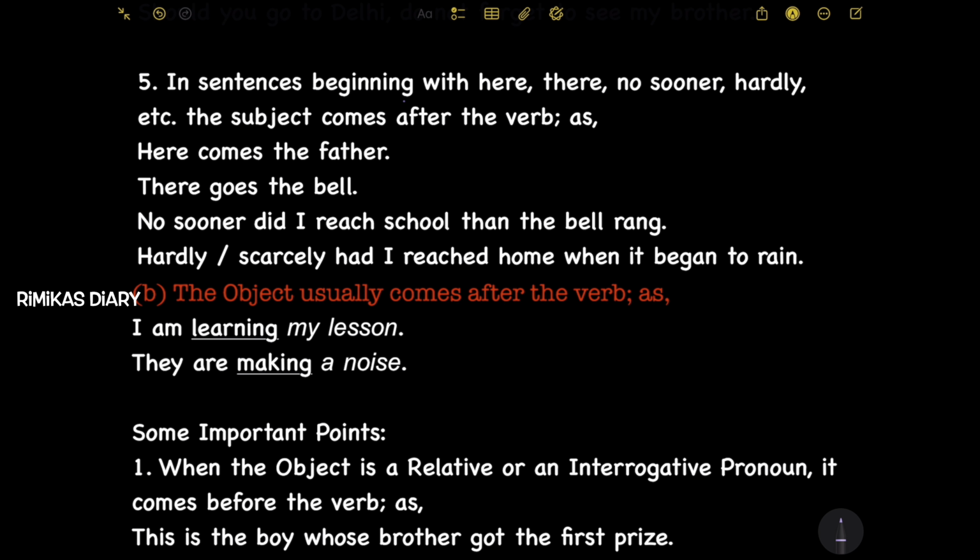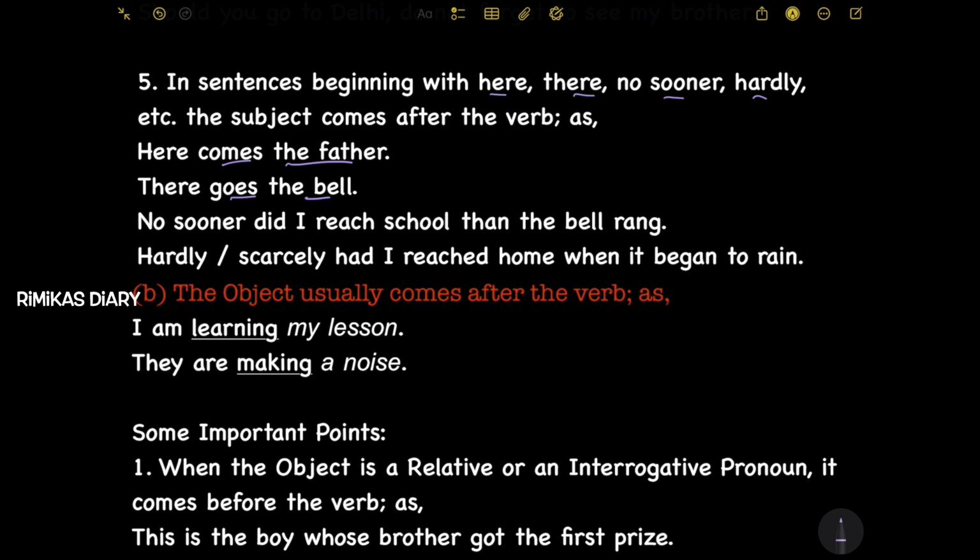Next, in sentences beginning with here, there, no sooner, hardly, etc., the subject comes after the verb, as in: here comes the father. So here comes is the verb, the father is the subject. So the subject comes after the verb whenever a sentence starts with here, there, no sooner, hardly, etc. Next, there goes the bell. So here goes is the verb, the bell is the subject.